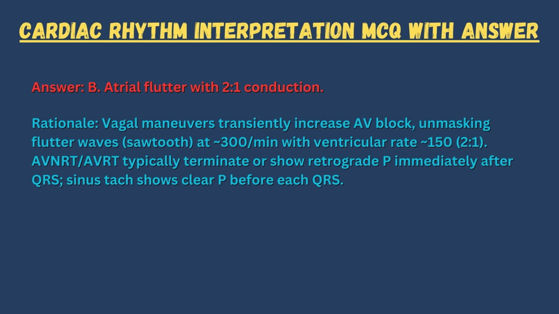Answer: B. Atrial flutter with 2:1 conduction. Rationale: vagal maneuvers transiently increase AV block, unmasking flutter waves, sawtooth at 300 per minute with ventricular rate 150, 2:1. AVNRT/AVRT typically terminate or show retrograde P immediately after QRS. Sinus tach shows clear P before each QRS.